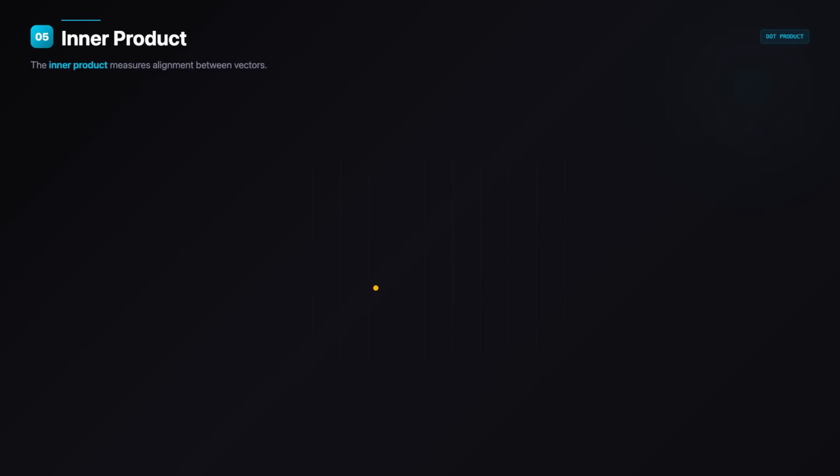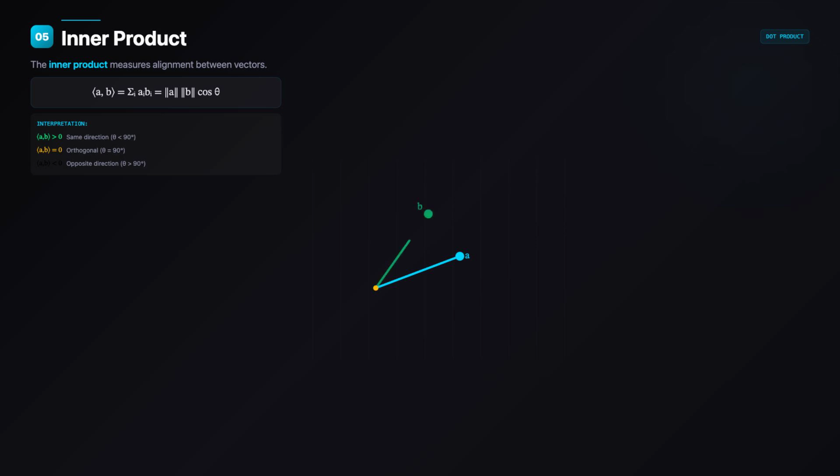The inner product measures how aligned two vectors are. It equals the product of lengths times the cosine of the angle. Positive means similar direction. 0 means orthogonal. Attention mechanisms compute inner products for similarity.